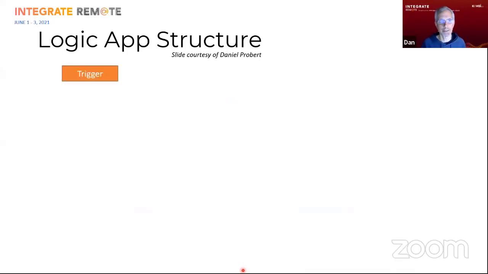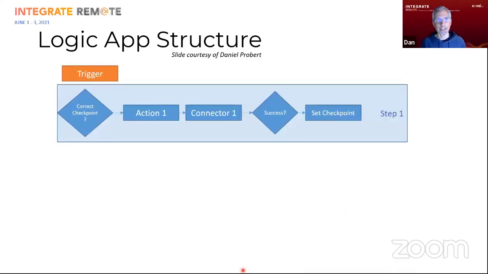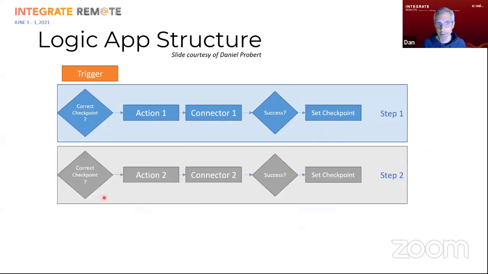So the way they've structured the Logic Apps here is that, as I mentioned, all the components that make up a step are put inside a single decision shape that starts with a checkpoint. So you find out, are you in the right place to execute these actions? And if you are, then you complete the actions. If they're successful, you then set the checkpoint for the next step to evaluate to see if it's suitable to execute those steps. And then that continues.